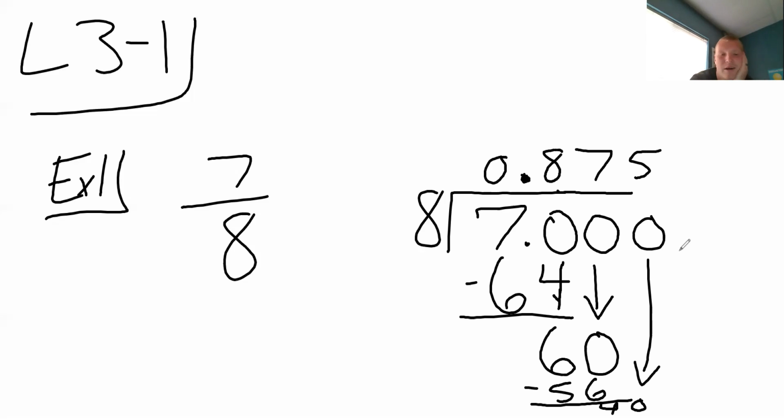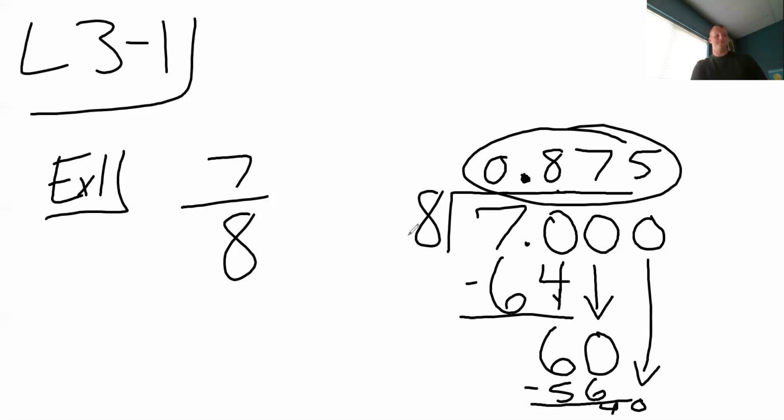So 7/8, as it's written in decimal form, I'm going to have 0.875. That is my answer. Okay, let's move on to example 2. You can use a calculator to check. Yeah, I would check yourself with a calculator.